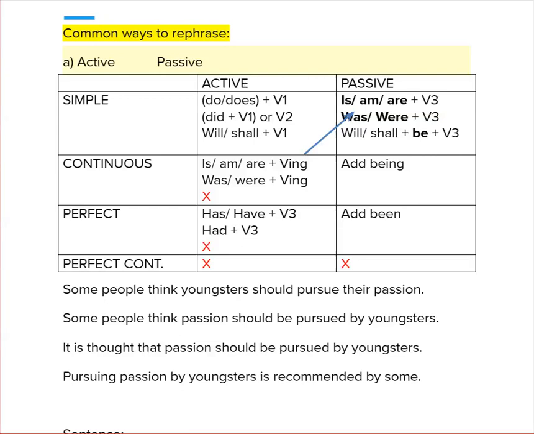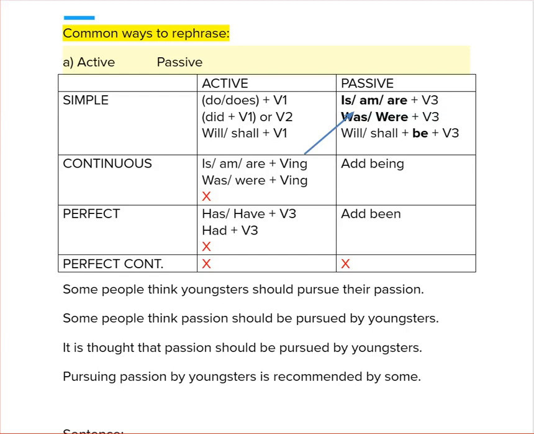Today we talk about common ways to rephrase, and we also talk about the templates of all types of essays, and examples: how to make a good, effective intro and body paragraph. Let's start. Common ways to rephrase.